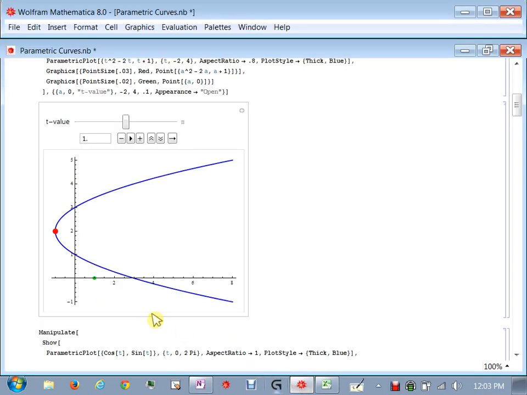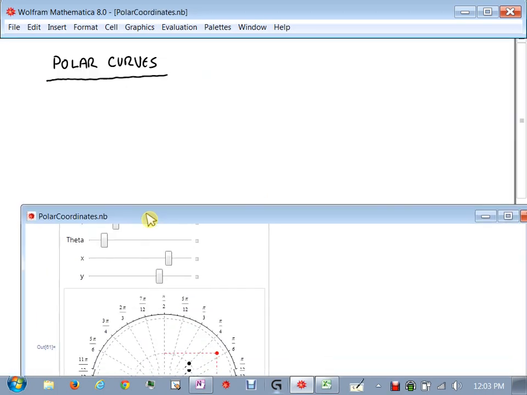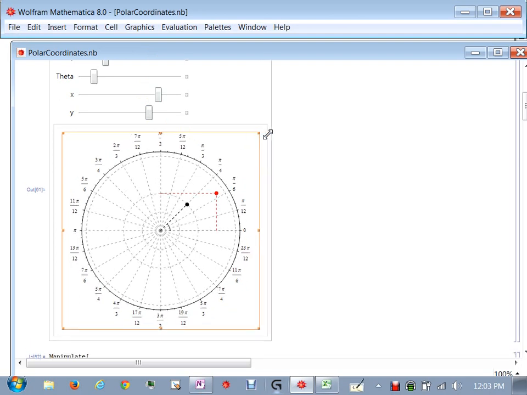Okay, so now I'd like to talk about polar curves. Polar curves are very interesting. They're kind of strange, all right? So I have a little demonstration here for you. I'll save that. See if we can make sense out of this.